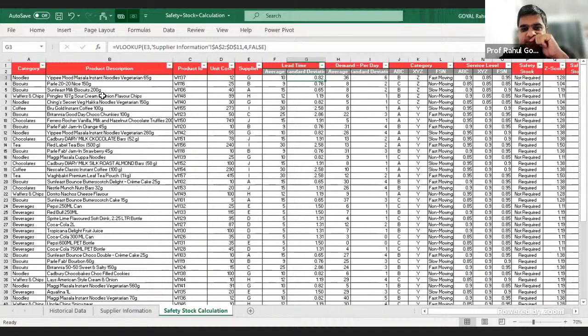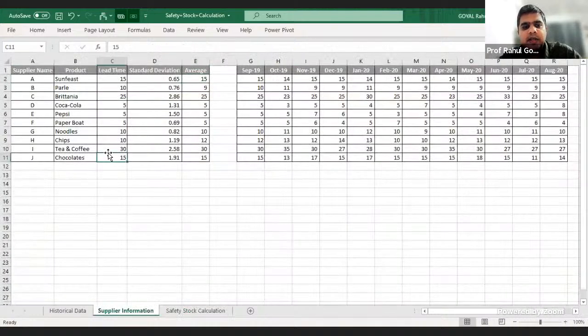So this is the lead time from the supplier, about 10 days, right, to get this product. And there's a standard deviation also, right? So this is the average lead time, right? So this is supplier information. We can see that this is the supplier, A to Z suppliers. For example, supplier A is providing Sunfeast product, right? The lead time is 15 days. This is the standard deviation, and this is the average. And what is this average? This average is what is seen for the September to August period, right? So these are the supplier information.